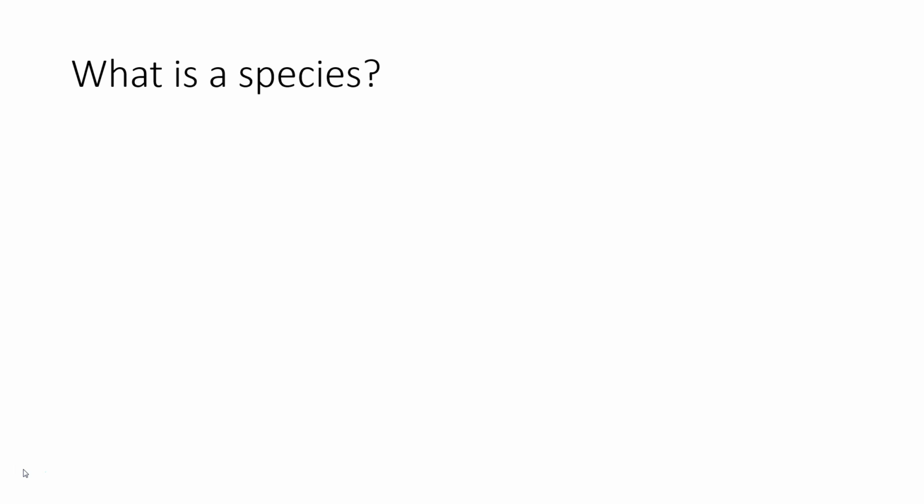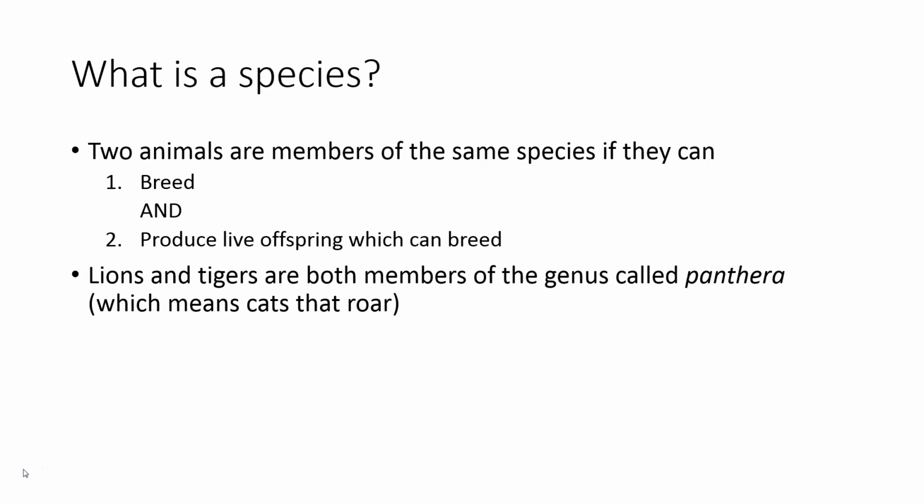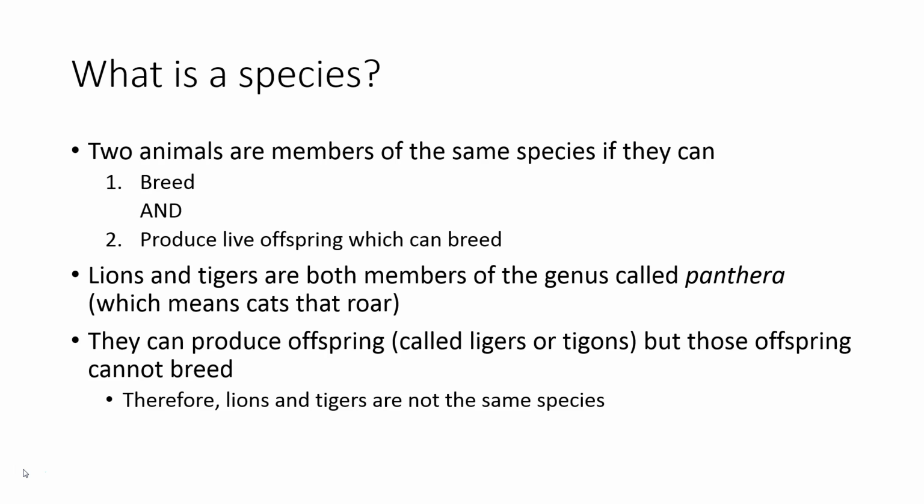But what is a species? 2 animals are members of the same species if they can breed and if the offspring they produce can also breed. Lions and tigers are both members of the genus called Panthera, which, as we discussed, means cats that roar. They can produce offspring, and their offspring are called ligers or tigons. But ligers and tigons cannot breed. They are sterile. Therefore, lions and tigers are not the same species, even though they are members of the same genus.